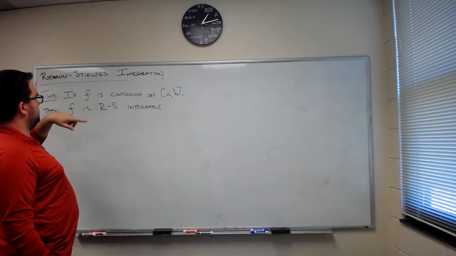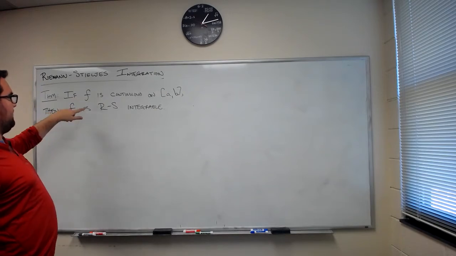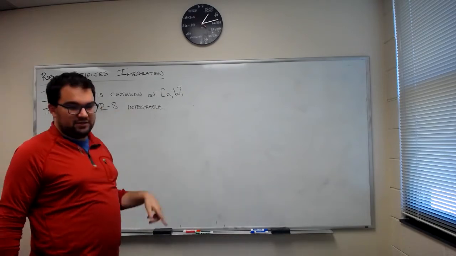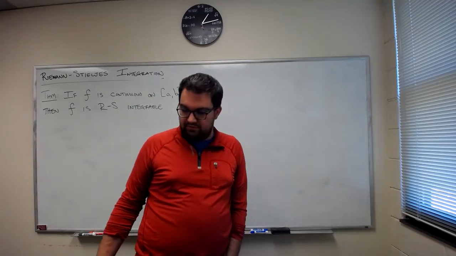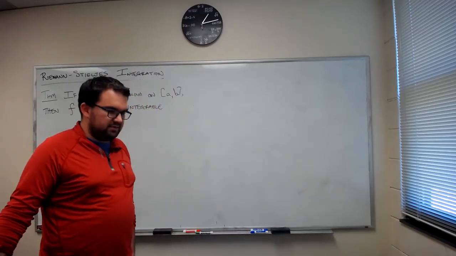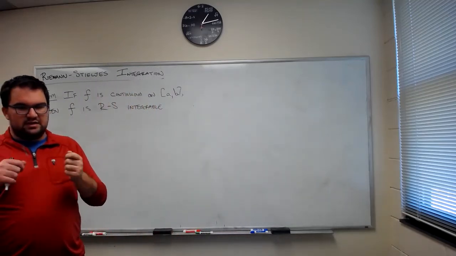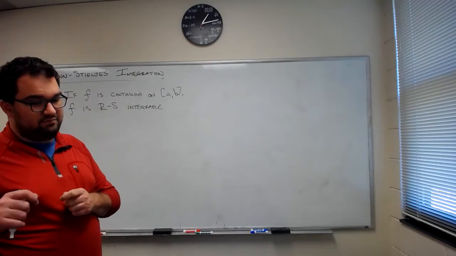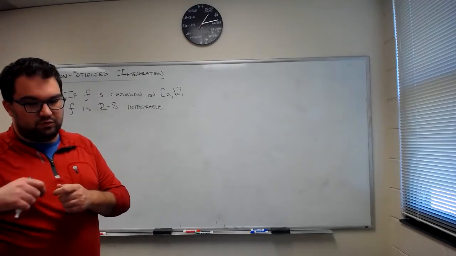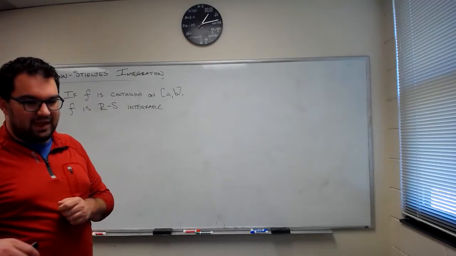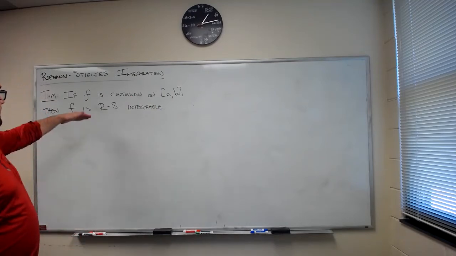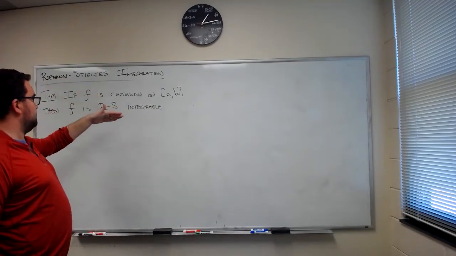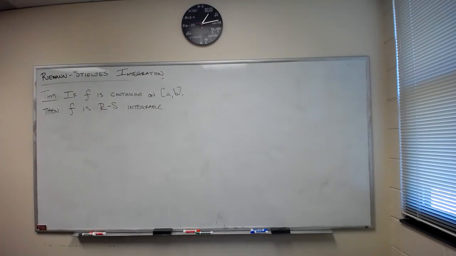The other direction, if f is Riemann-Stieltjes integrable, then f is continuous, is false. You can certainly find examples of this, and I think there are even some examples in the book where you see that in certain cases discontinuities in f don't make your function so bad that you're no longer Riemann-Stieltjes integrable. But if you are continuous, that is sufficient to conclude that you are Riemann-Stieltjes integrable.